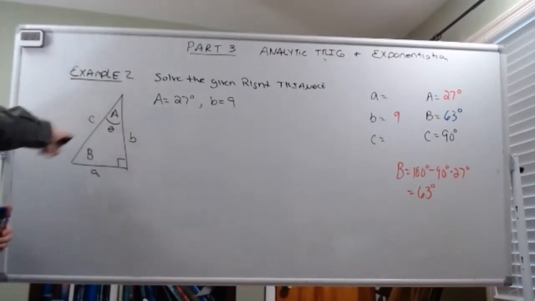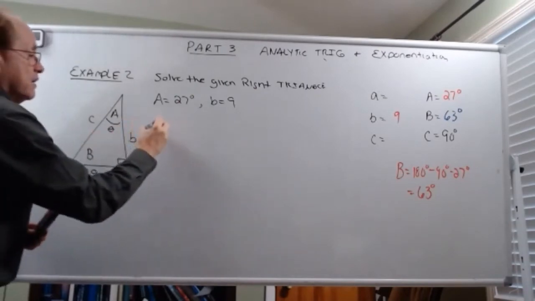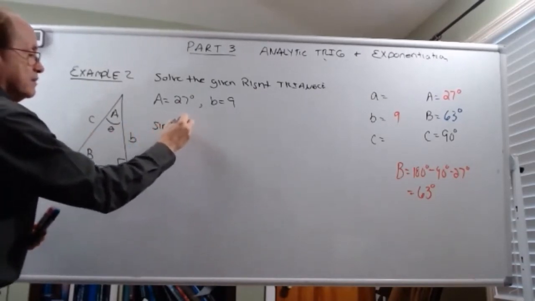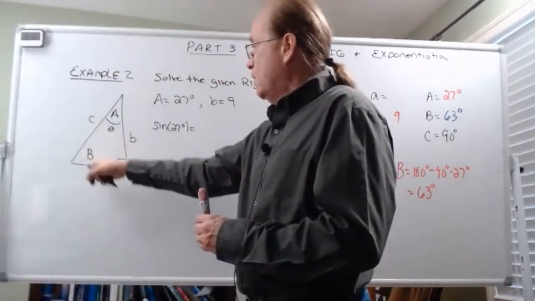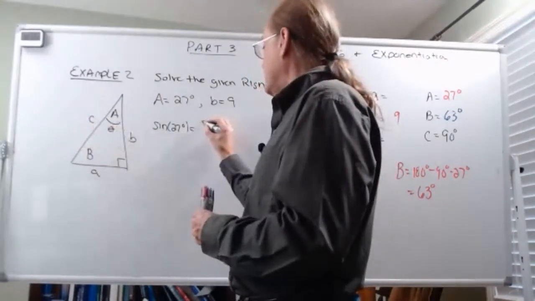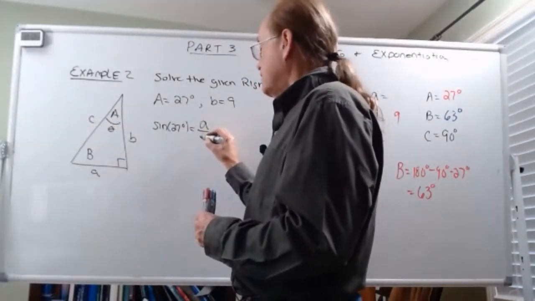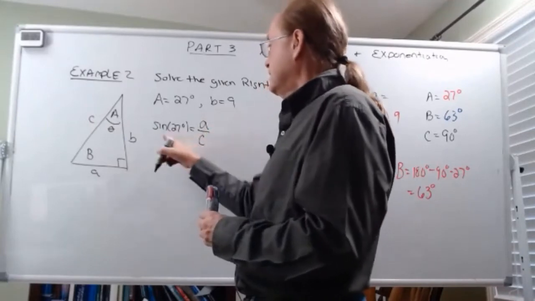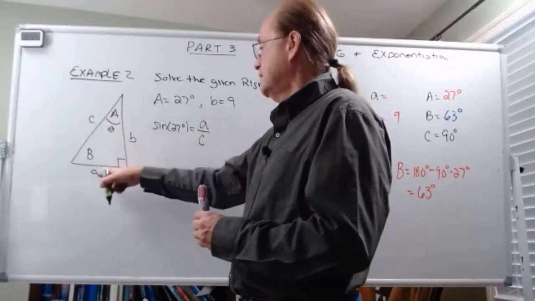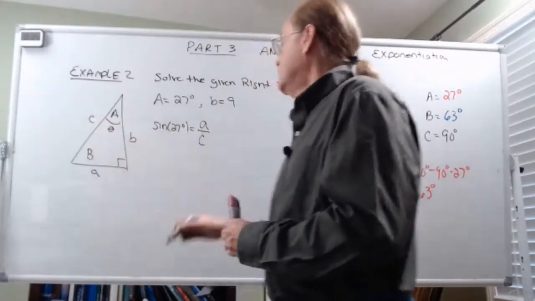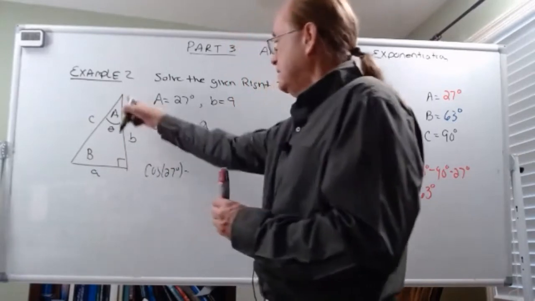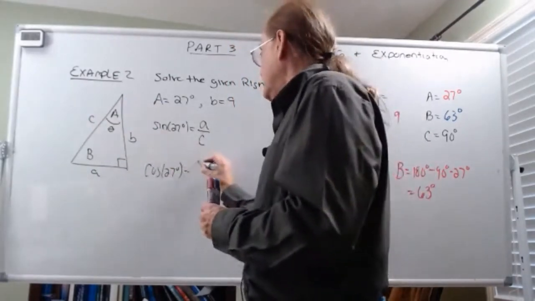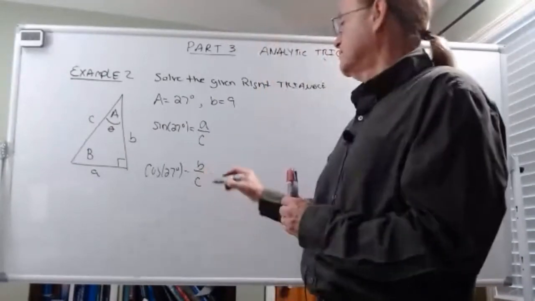So it's flipped around a little bit, unlike the other one. Now I'm looking at the sine of 27 degrees. That's my opposite over my hypotenuse, so it's length A over length C. The sine is the opposite over the hypotenuse. Now I also have the cosine of 27 degrees. Well, that's the adjacent, B, over the hypotenuse. So we have both of them.